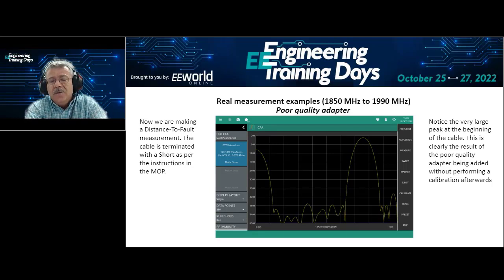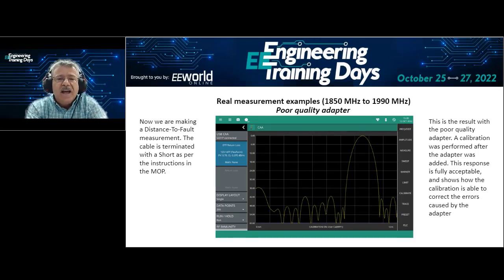Distance to fault is one of those things where, when there's a large fault in a system, the information shortly after that fault is not reliable. So I would say probably the first third of this whole sweep is not reliable data at all. When you get to the end where the short is, you'll see that it no longer reaches the very top of the graph. It's because there's some loss through that adapter that hasn't been compensated for, because we did not do a calibration at the end of the adapter after we added it.